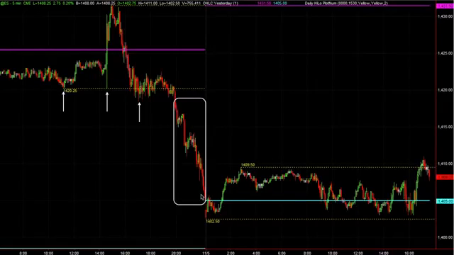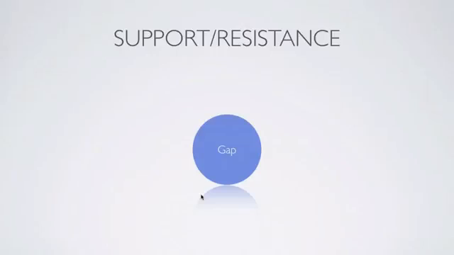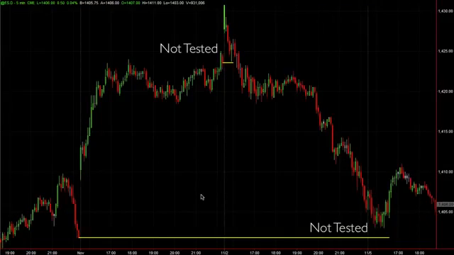As mentioned earlier, I will make a video in the future about how we get a bias intraday, whether to go short or long. The last support resistance we look at for intraday is the gap. Gap fills can often act as resistance or support, depending whether we gap up or down.